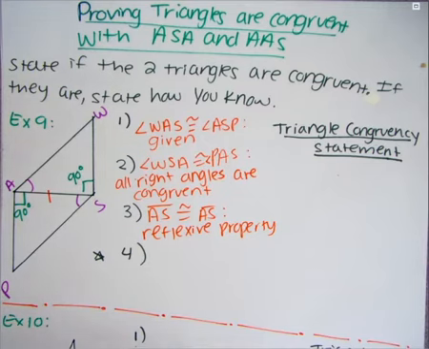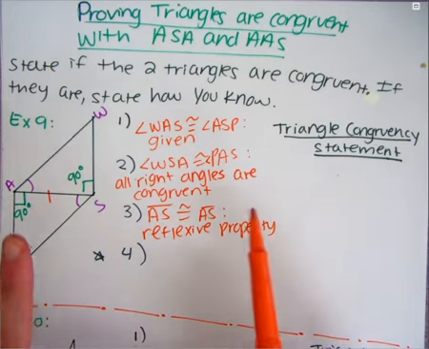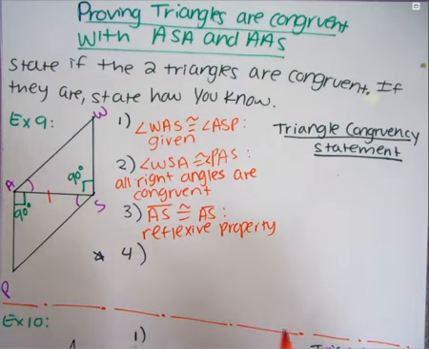Okay, so I already know that side is congruent by the reflexive property. And guess what, you guys? After I mark in that side, the triangles are already congruent. Okay, so again, it's all about where that side is placed. If the side is in between two congruent angles, it's ASA. If the side is not in between the two angles, it's angle, angle, side.